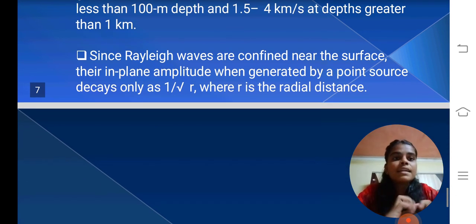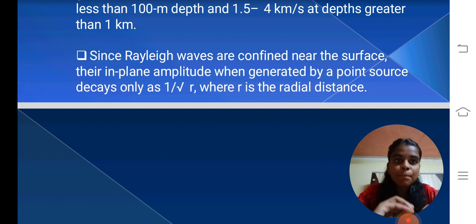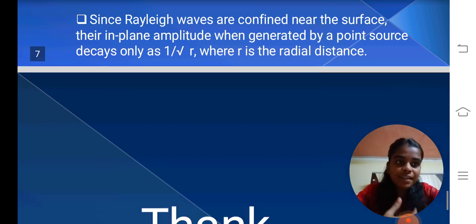Since Rayleigh waves are confined near the surface, their in-plane amplitude, when generated by a point source, decays only as 1 divided by the square root of r, where r is the radial distance. So that is in general the discussion about the Rayleigh waves.